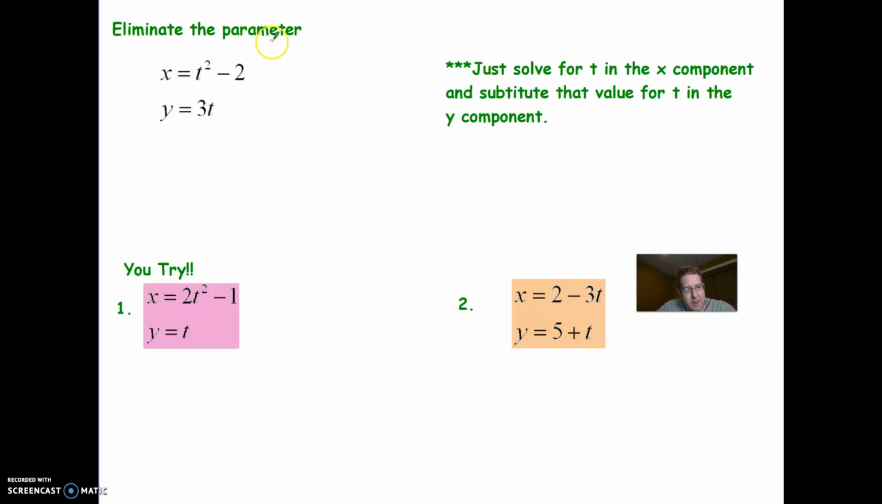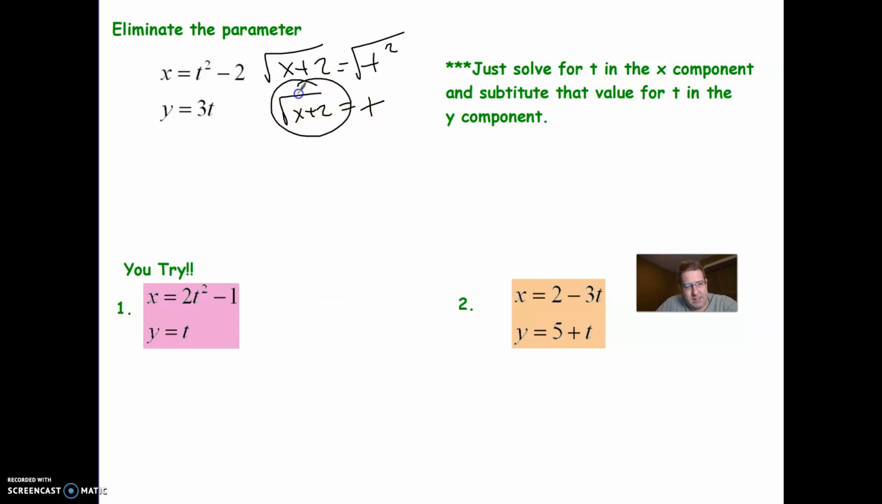Okay, so eliminate the parameter. x equals t squared minus 2. So once again, I'm going to take the x parameter and solve for t. That's going to be add 2 to both sides. So I'm left with x plus 2 equals t squared. And then square root of both sides so that t is equal to the square root of x plus 2.